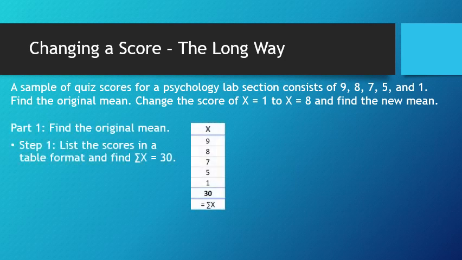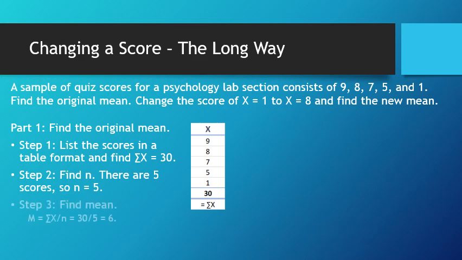Well, finding the original mean, you would list the scores in a row. You would find summation of x. In this case, you would find 30. Then you would find n. There are 5 scores here, so n equals 5. The third step would be to find the mean, which is summation of x over n, which would give you 6.